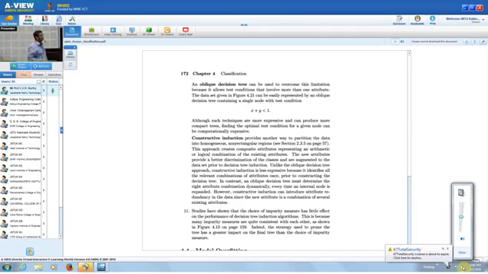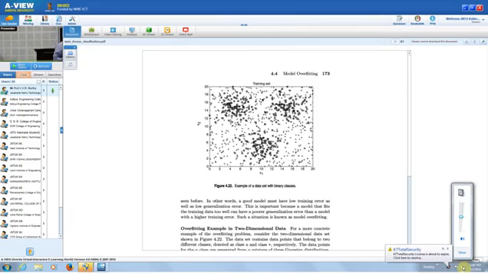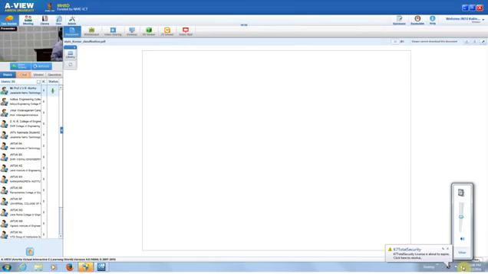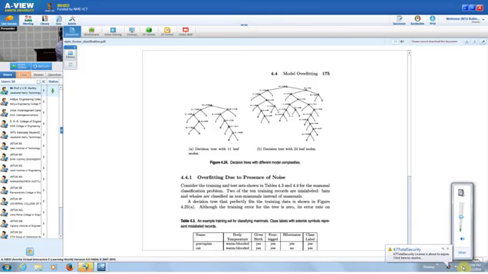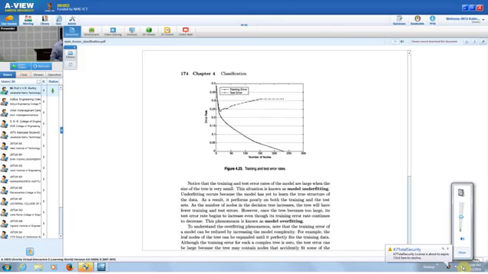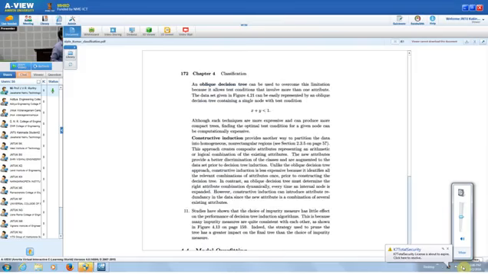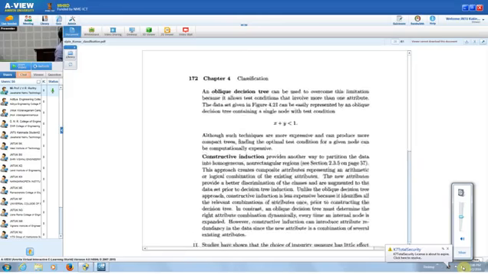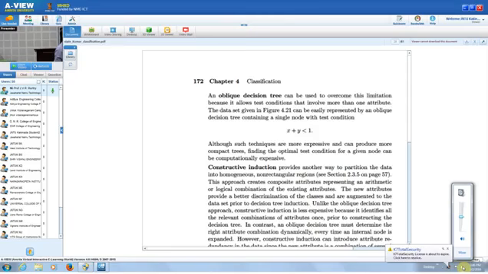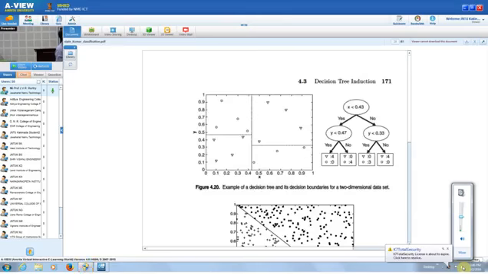So you can still move forward. Overfitting, come back. Come back. Next slide.